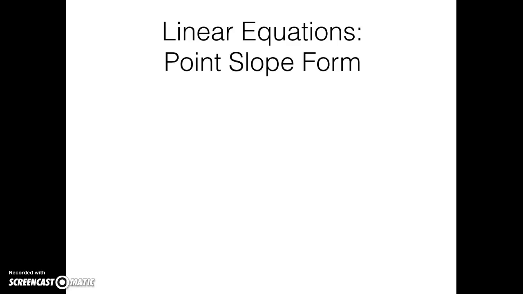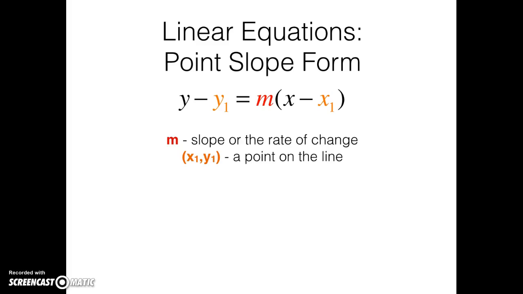Point-slope form. Point-slope form is as follows. y minus y sub 1 equals m times x minus x sub 1, where m is the slope or the rate of change, and x sub 1 comma y sub 1 is a coordinate point on the line.